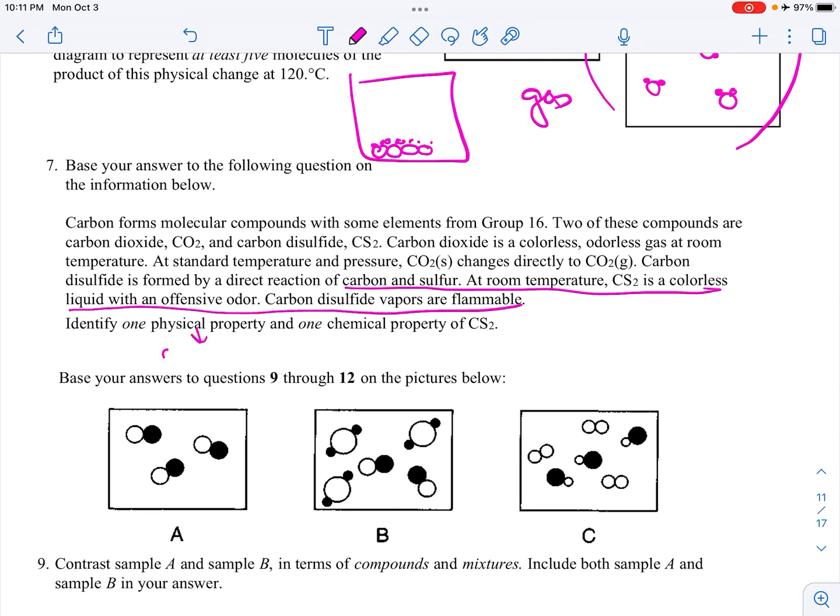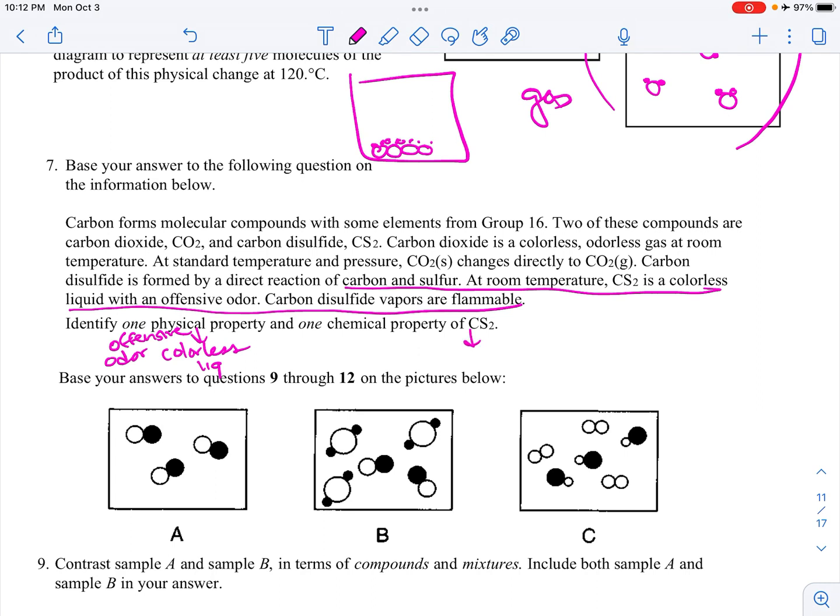So how about I say colorless? You could also say liquid. You could also say offensive odor, but you'd say one of those because it asks for one. Don't give me all of them.